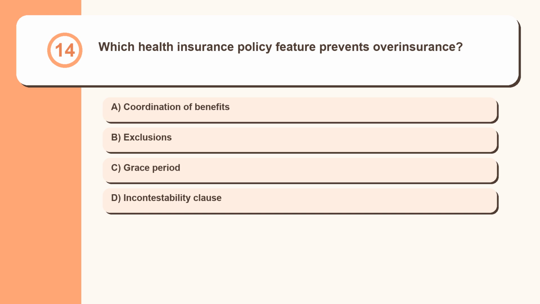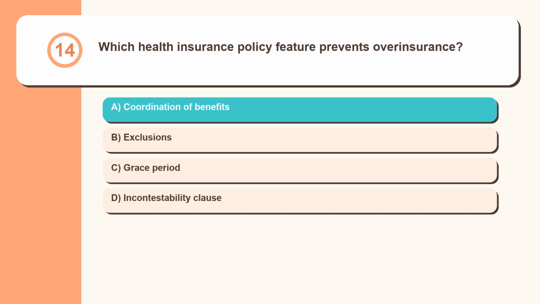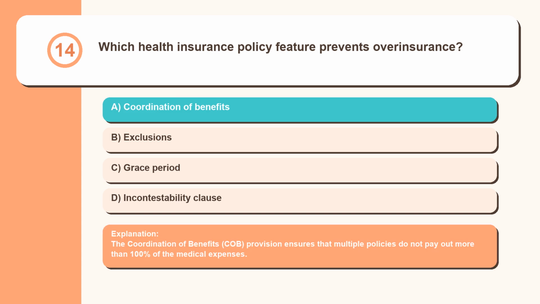Question 14. Which health insurance policy feature prevents overinsurance? Coordination of benefits, exclusions, grace period, incontestability clause. The coordination of benefits, COB, provision ensures that multiple policies do not pay out more than 100% of the medical expenses.